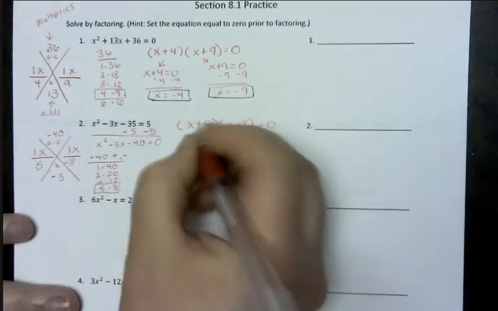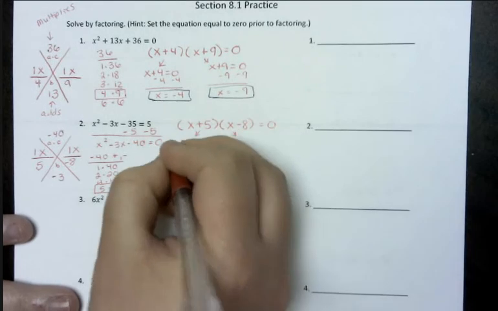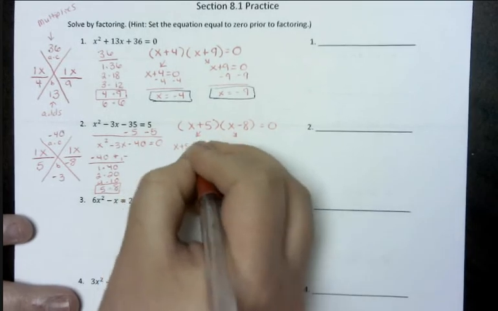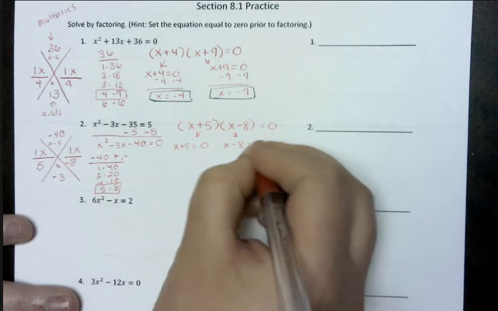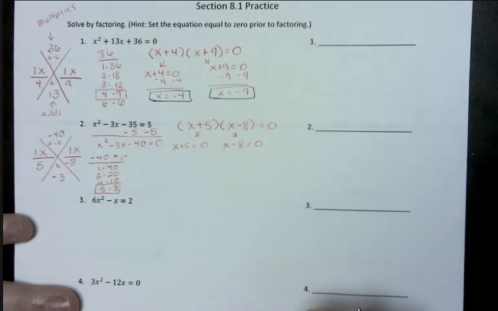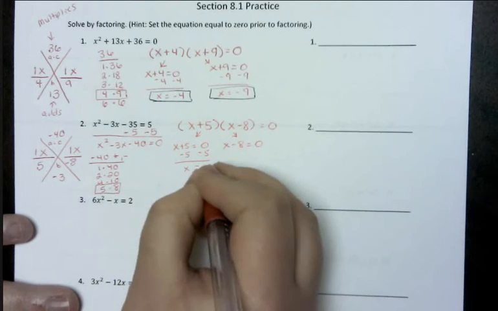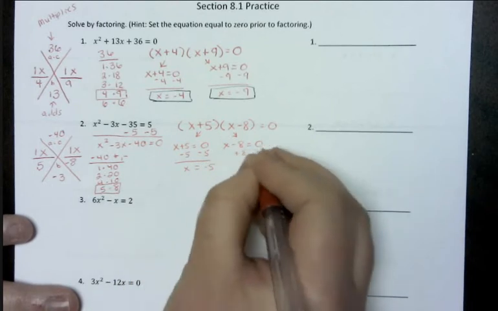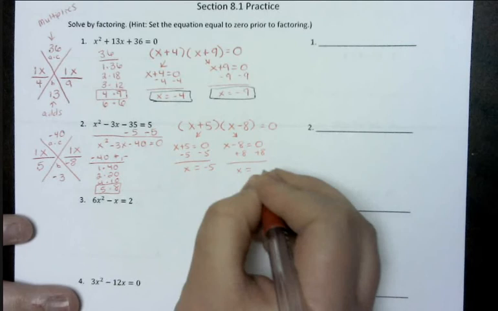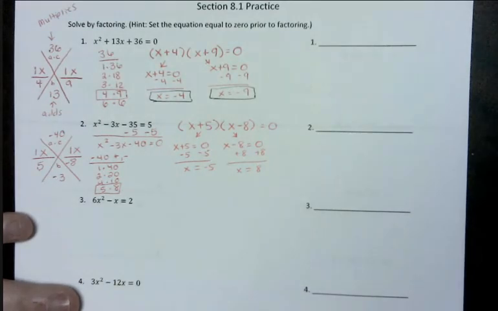So now you set each multiplier equal to 0, and then you would solve. So I would do minus 5 from both sides, plus 8 on both sides, and that would give you answers of negative 5 and positive 8.